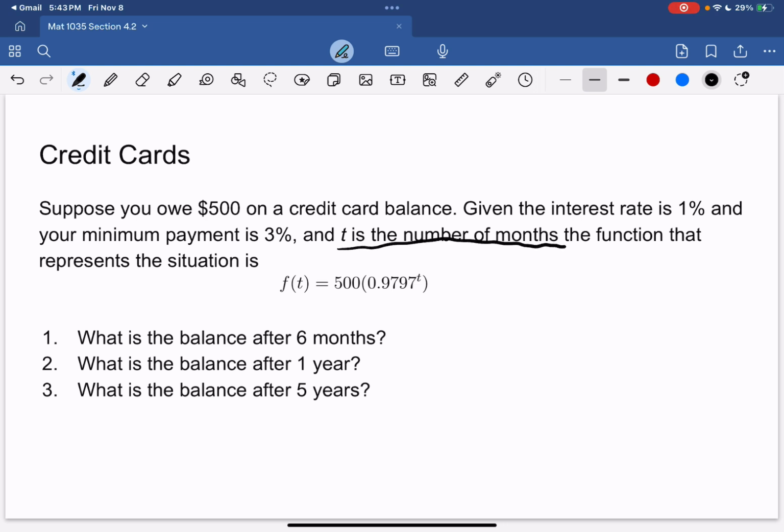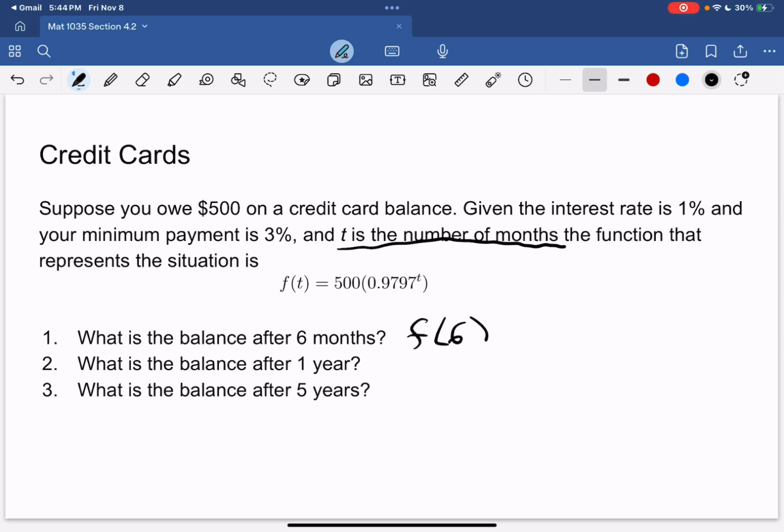Okay, so that's a big component here to be sure that you understand and pay attention to what unit your independent variable, normally t, is in, because it could be in days, hours, years. Here it's months, weeks, etc. Okay, so just make sure you pay attention to that aspect. All right, so for number 1, what is the balance after 6 months?